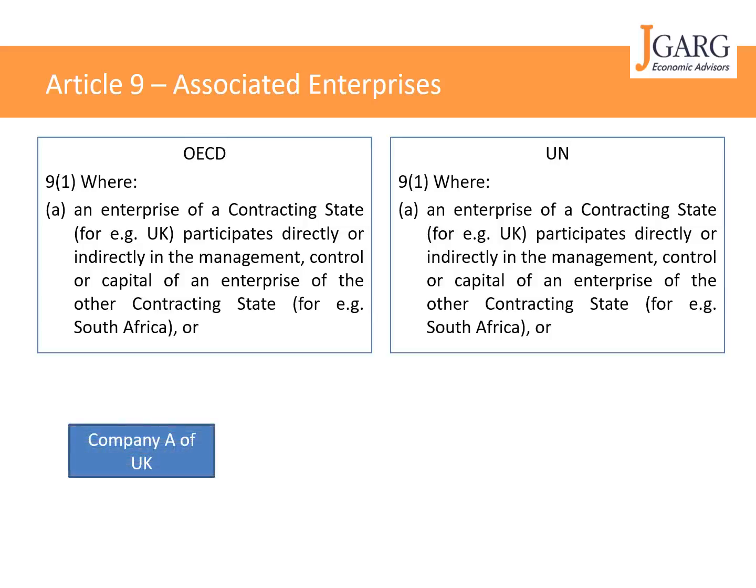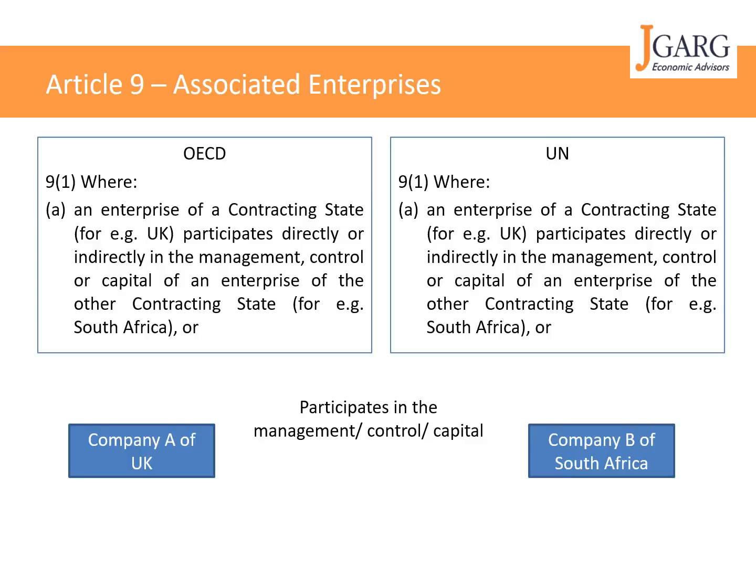Let's understand this. They say company A of UK and we have company B of South Africa. So the relationship is that company A is participating in the management, control or capital of company B directly or indirectly. If this condition is satisfied, there is a special relationship between company A and company B, and we will call company A and company B associated enterprises. And you may find this language not only in your tax treaties but also in your local law.